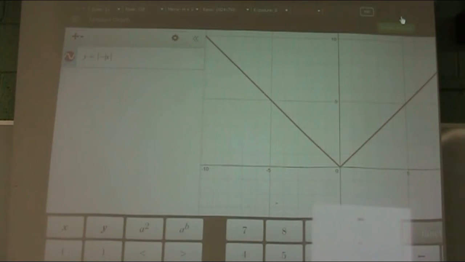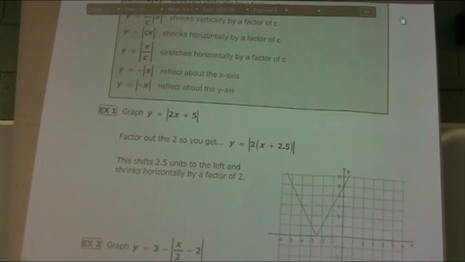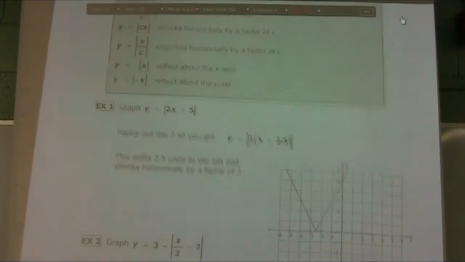Now, these reflections hold true for all types of functions, not just absolute value functions, but quadratic functions, linear functions, exponential functions. So the translations hold true. What we're going to be doing today is using these to graph.